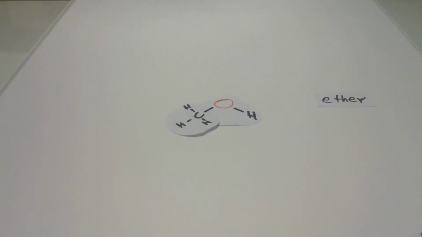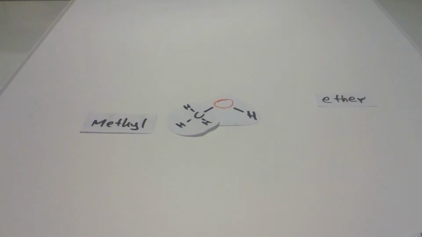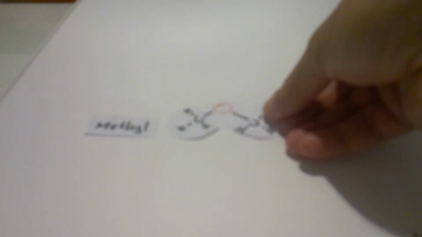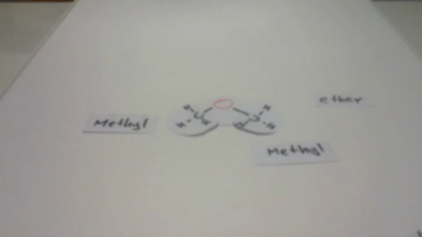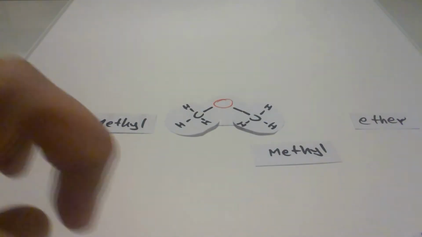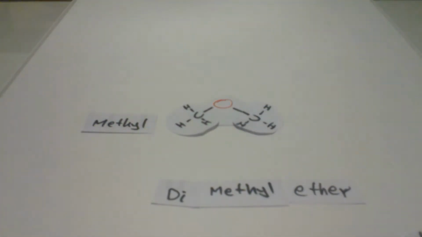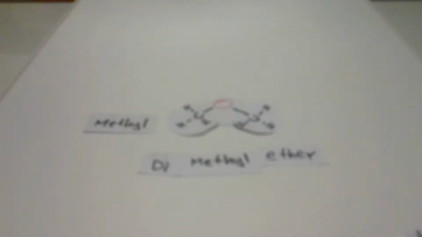But what happens if we add to this methyl group another one on the other end of the molecule? So now both hydrogens of the water molecule have been replaced by methyl groups, and that is what we call an ether. Okay, to name that, because we have two methyl groups, what we do is to add a D, and we call it D-methyl ether.